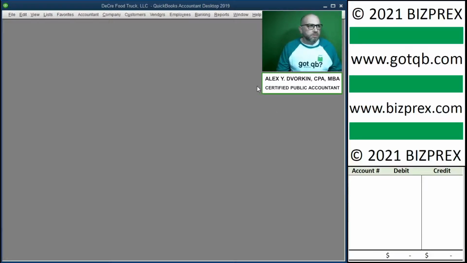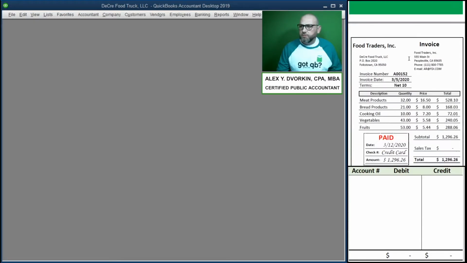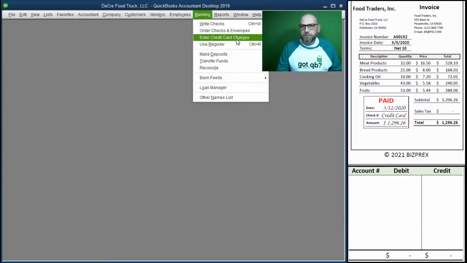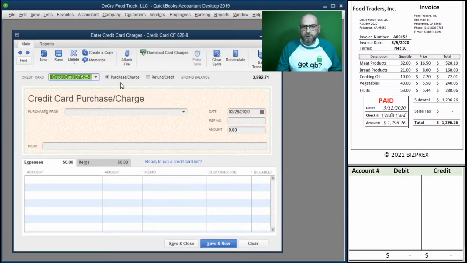Okay, let's get started with booking invoices for the month of March. So what do we have? We have an invoice from Food Traders paid by credit card. So we're familiar with that. Let's go ahead and do that.